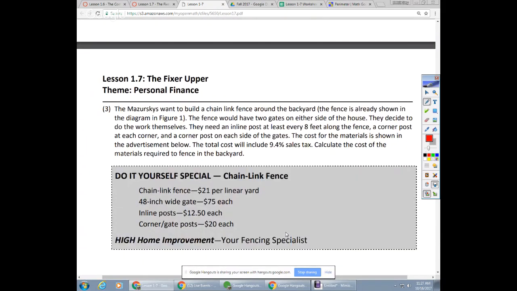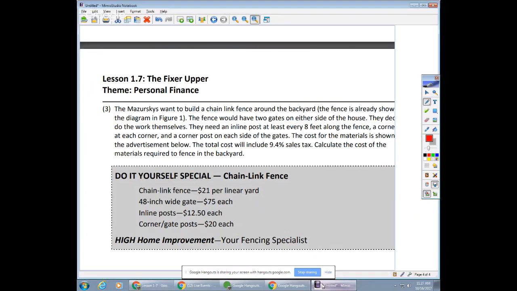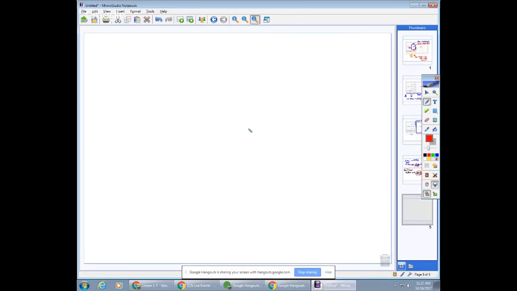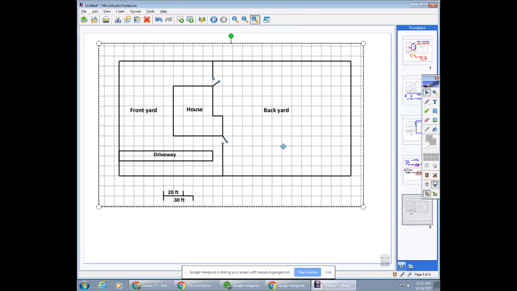Next part is we want to do a chain link fence. And let's see, just around the backyard, okay? And the fence is going to have 2 gates. And so here are the costs for the fence, for the gates, and for the posts. Now we have inline posts and we have corner posts, and they have different prices for each one. So new page, I'm just going to get it started. I'm not going to finish it right now.